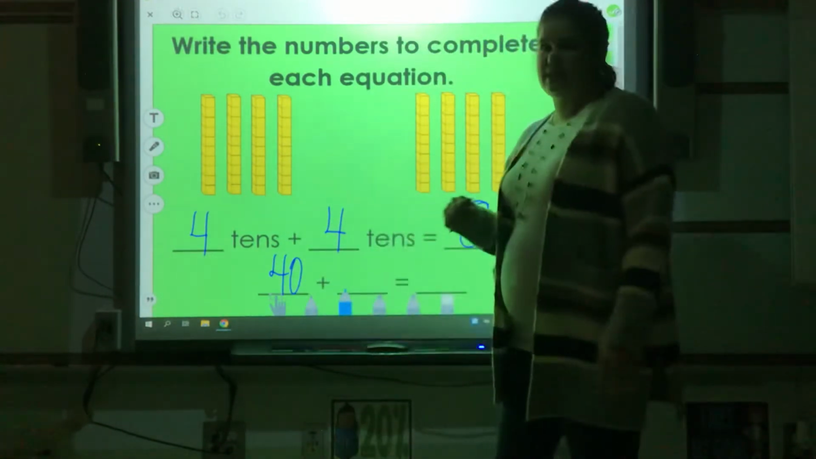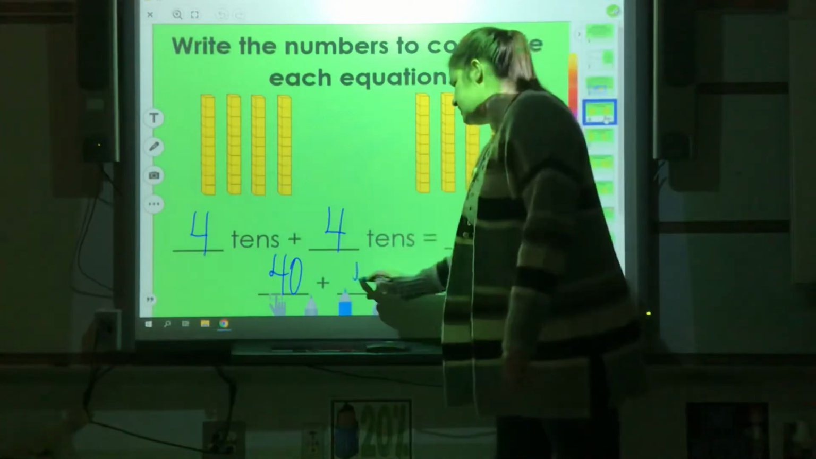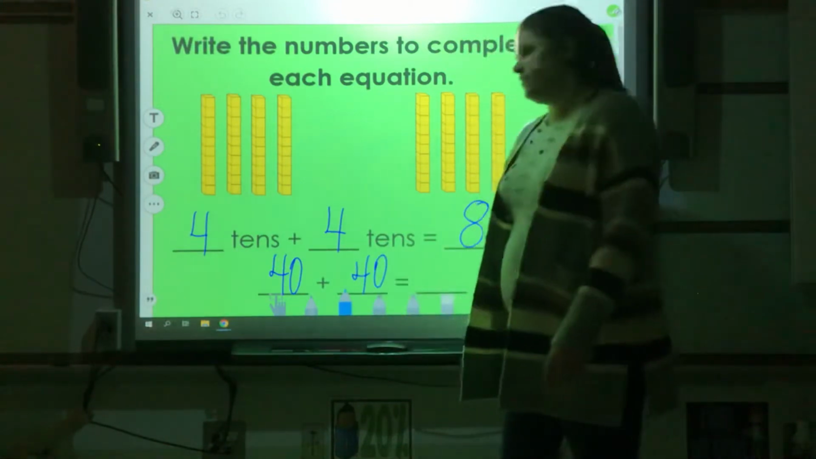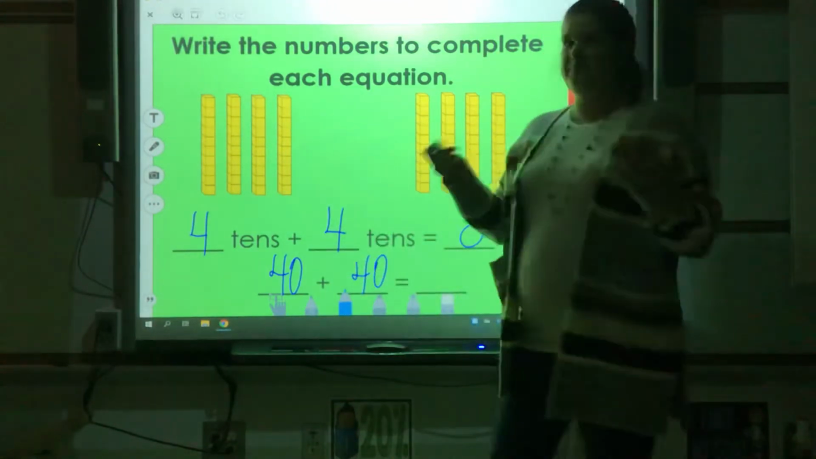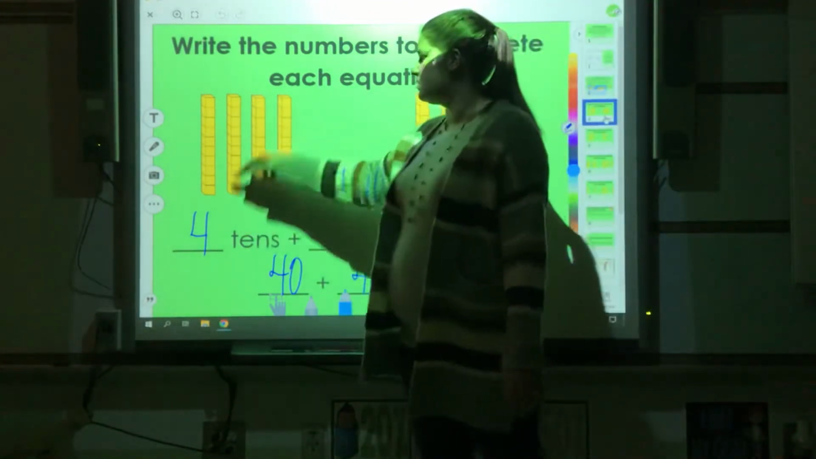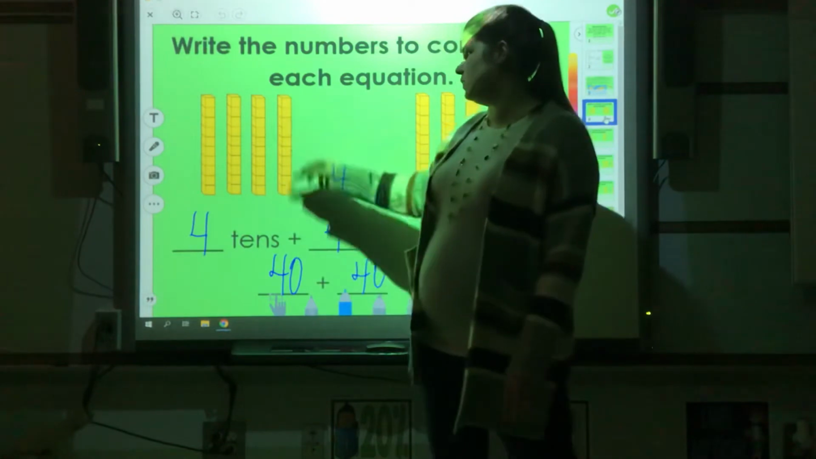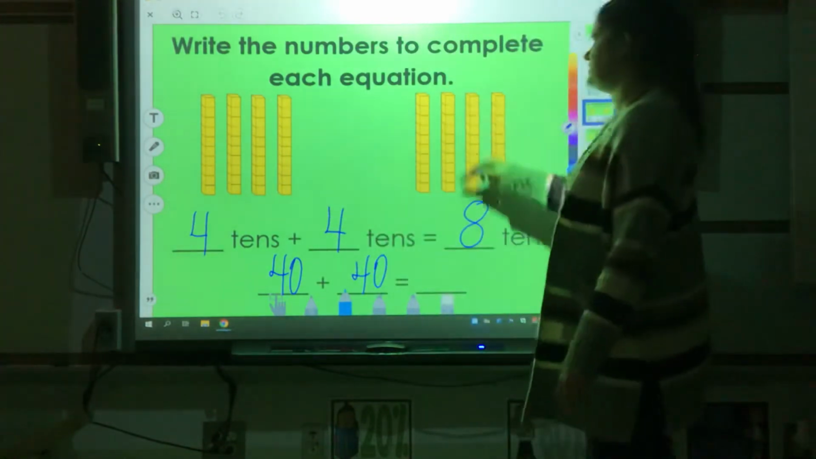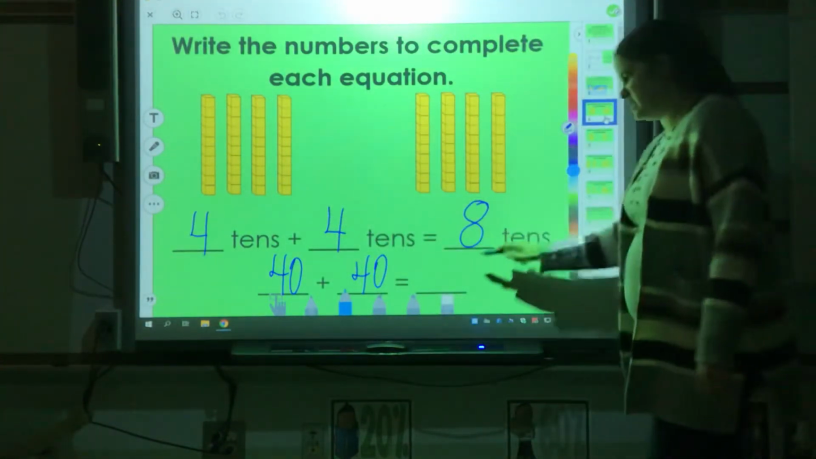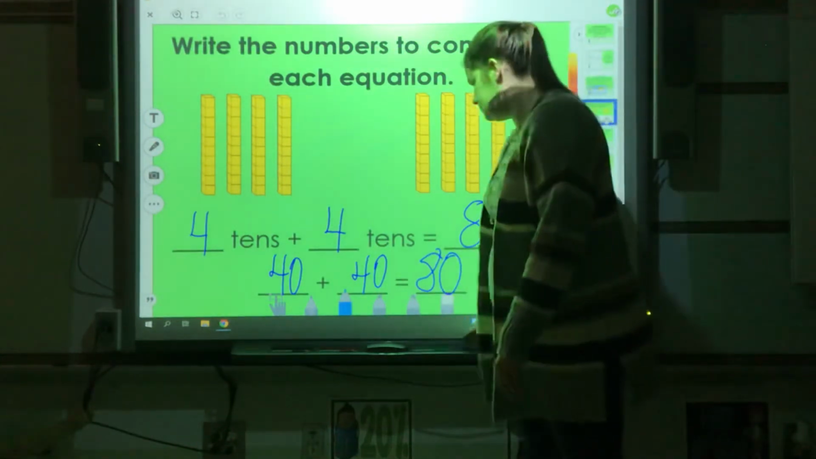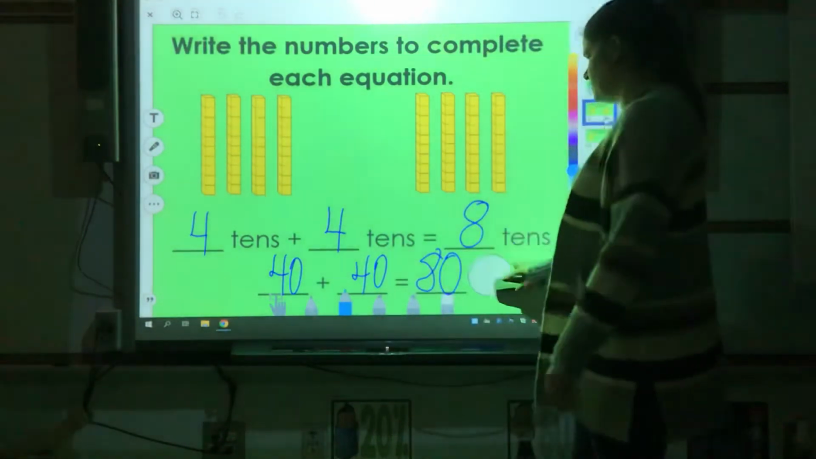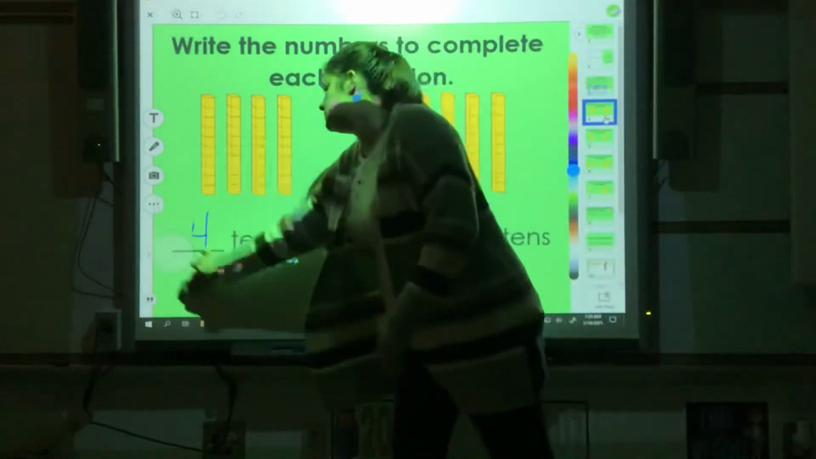And I have 4 tens again, so that's going to be 40. And then in order to figure it out, I'm going to count all the way from the first 10 to the last 10 by tens. 10, 20, 30, 40, 50, 60, 70, 80. So 40 plus 40 equals 80. 4 tens plus 4 tens equals 8 tens.